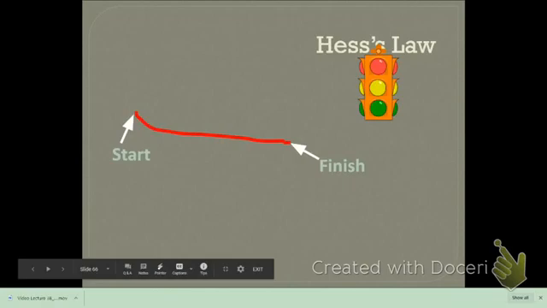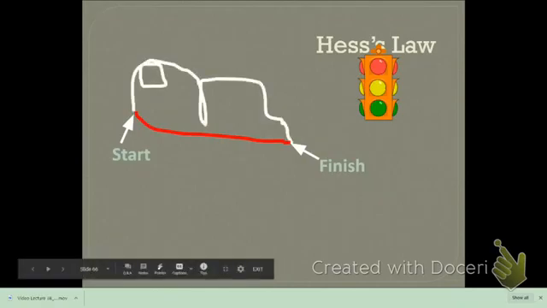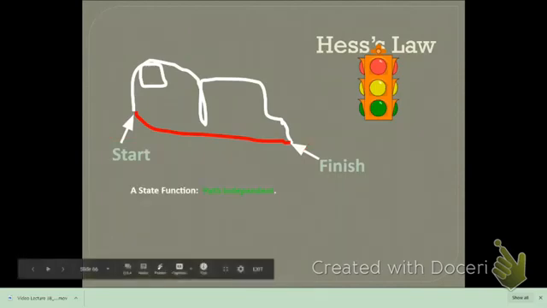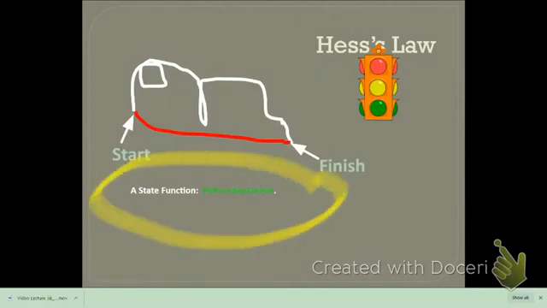Visually, that simply means that you all know that the shortest distance between 2 points is a straight line. Hess's law says it doesn't matter if you go up, down, and around, or you take the longer route. As long as you go from start and you get to finish, the reaction is still going to be the same. The amount of energy that goes into the reaction is the same. The amount of energy that comes out of the reaction is going to be the same. That's why it's a state function. It is path independent. Make sure you understand that term. It is a state function which is path independent.